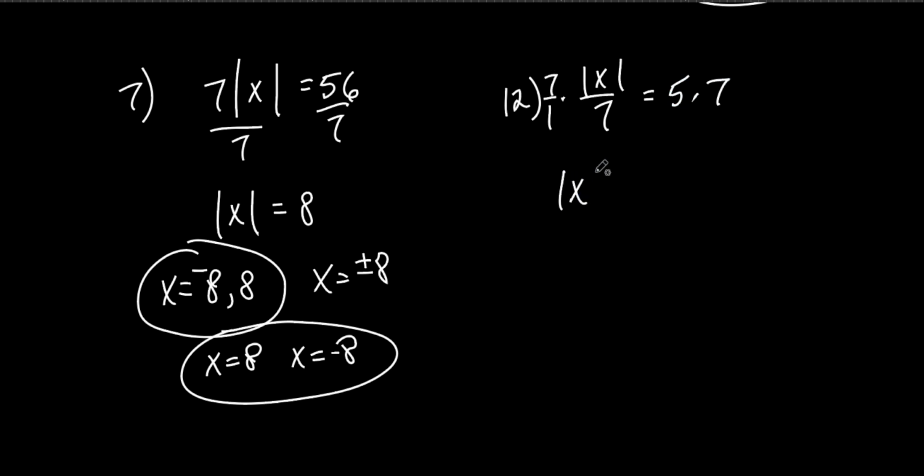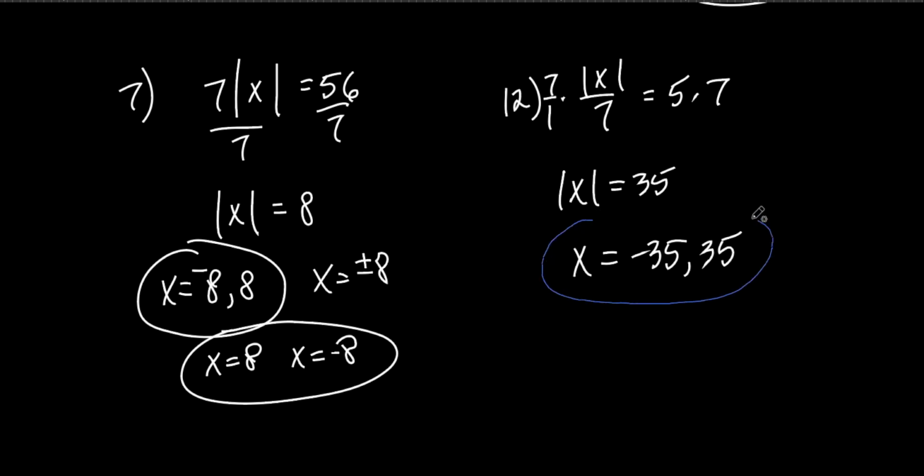So the absolute value of x equals 35. So that means x is equal to what? It's not just 35. It's negative 35 and positive 35. Remember, with the absolute value, you're going to get 2 answers. So don't just rely on one. If you want to write it like that, you can. If you want to write plus or minus, you can. If you want to write x equals negative 35, x equals positive 35, that's fine as well.